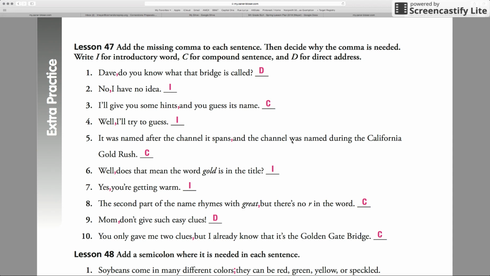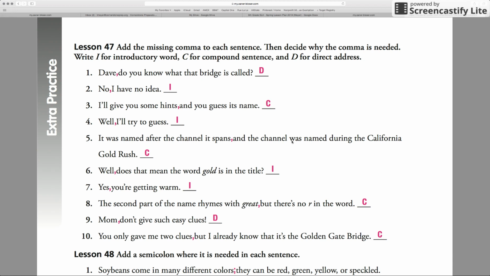So let's go over just a couple of these and then I'll let you check off the rest on your own. So number 1, you put the comma after Dave, and you're writing a D in the blank. So Dave is a person's name. You are directly addressing Dave, so that's why you're putting D in the blank. Number 2, you're putting the comma after no, and that is an introductory word. So it's kind of like an interjection. No, and then there's a slight pause, and then the sentence finishes.